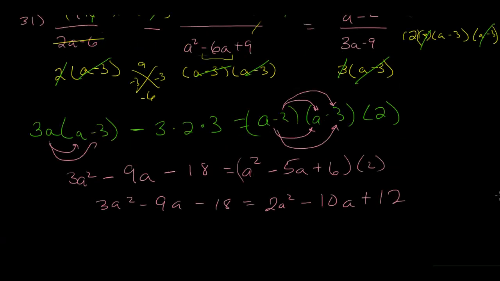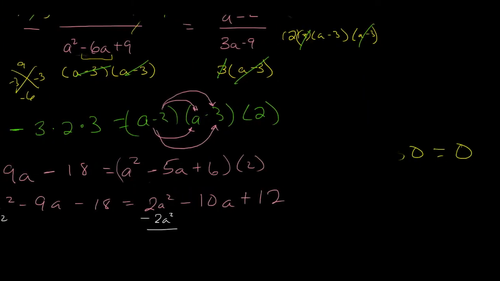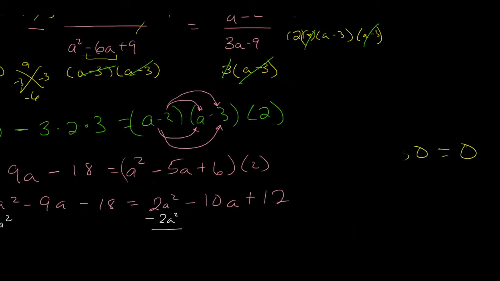Now, a good indicator that I'm going to have to set this equal to 0 is that I have squares. So let's see what happens when I move everything to one side of the equal sign. Let's subtract 2a squared from this side, right? And when we do that, let's move this all the way over here. Oops, where'd that come from? What are you doing there?